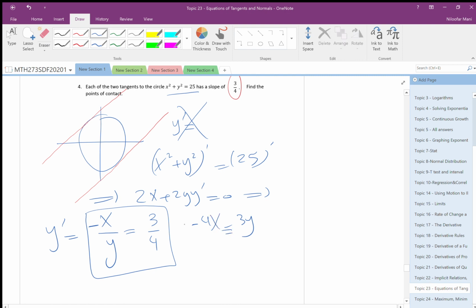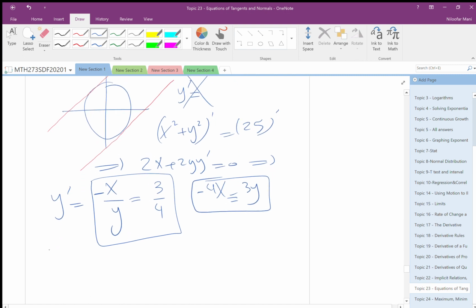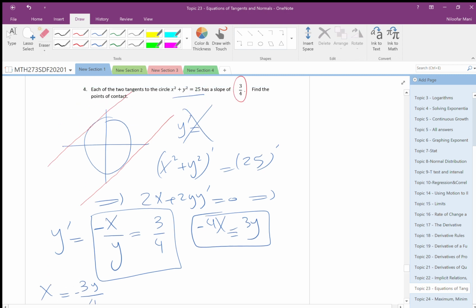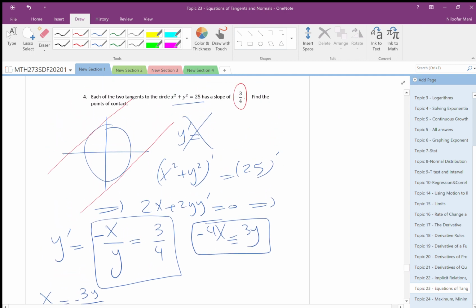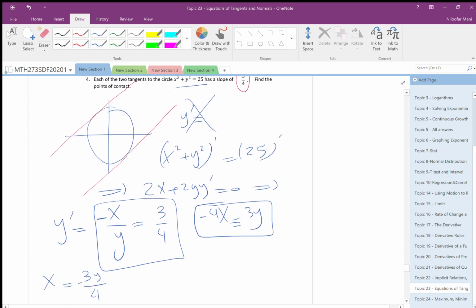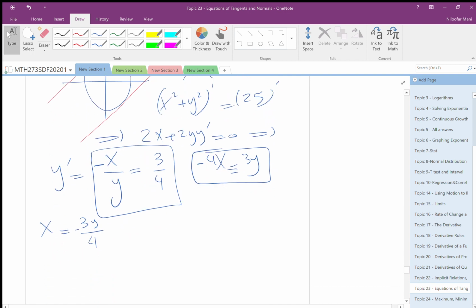And now you can find x. Okay, so you can find x equal negative 3y over 4. You can sub it in the equation and find y, because the equation is between x and y. So if I sub this x in x squared plus y squared equal 25, then you can find y. When you sub in, it is 9y squared over 16 plus y squared equal 25.